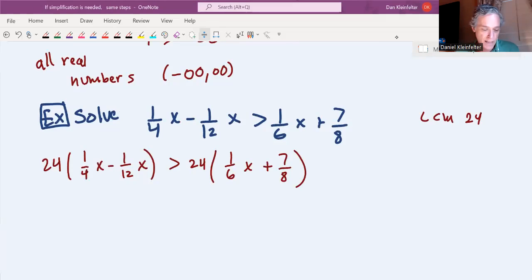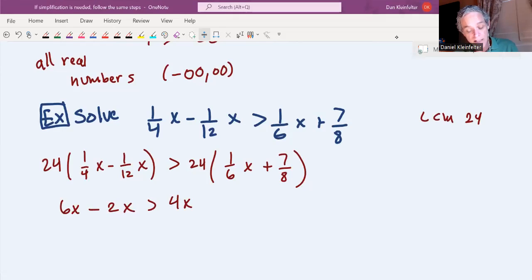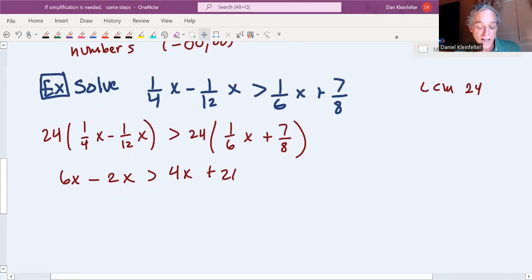Okay, I was talking while I did that, so let me make sure I didn't mess anything up. 24 times 1/4 x minus 12 x. I got the greater than sign. 24, 1/6 x, and 7/8. Distribute the 24. 24 times a fourth is 6. 24 times a 12th is 2. 24 times a sixth is 4. And 24 times 7/8, that's going to be 21. Okay, fractions are all done.